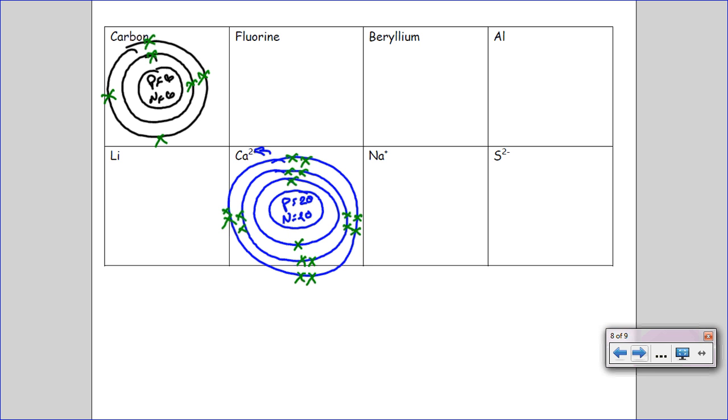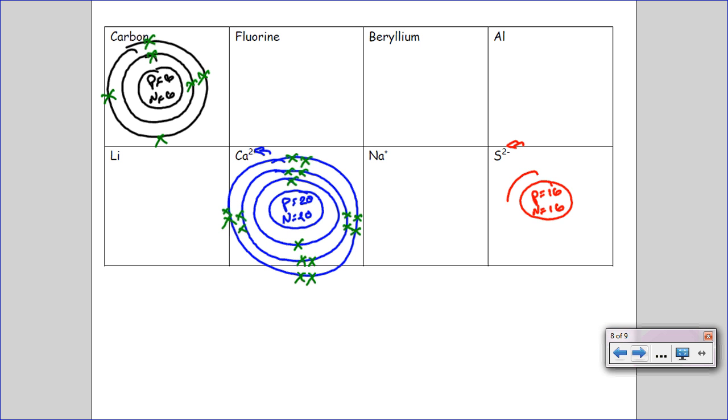Okay. Now let's do a negative ion, and that'll be it for the practice. You should do the other 5 that I'm not doing on your own. Let's do S 2 negative. Sulfur 2 negative. Well, sulfur's got 16 protons, 16 neutrons. And it typically has 3 principal energy levels, but this has a 2 negative charge, which means it has 2 more electrons than normal. So instead of 2, 8, 6 from the periodic table, it would really be 2, 8, 8.